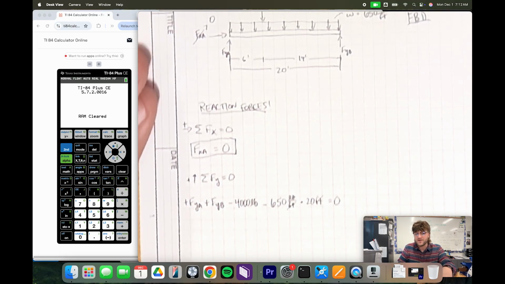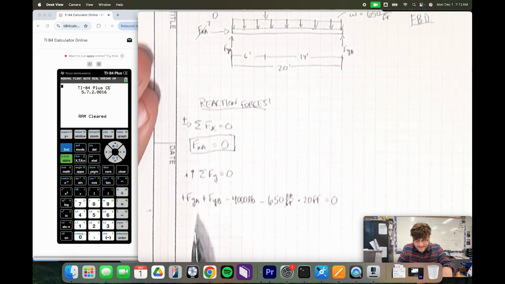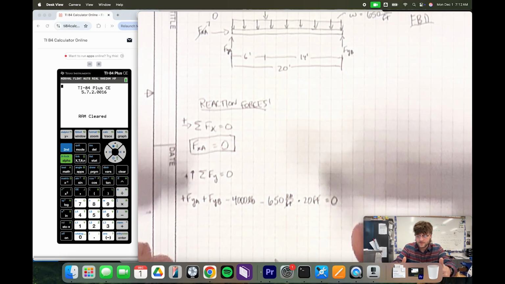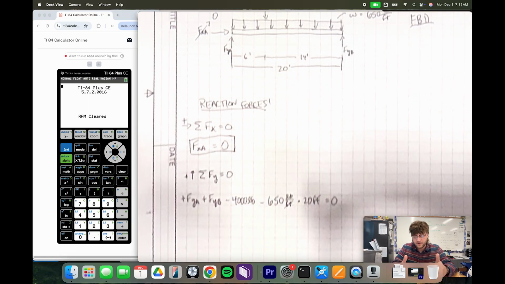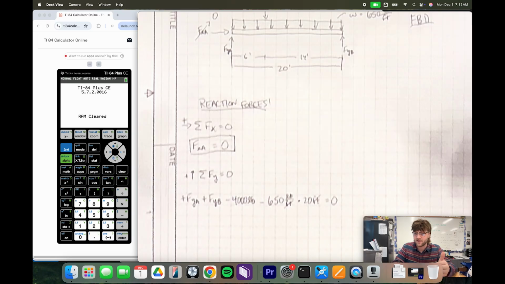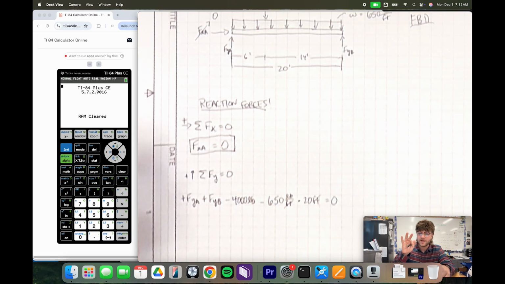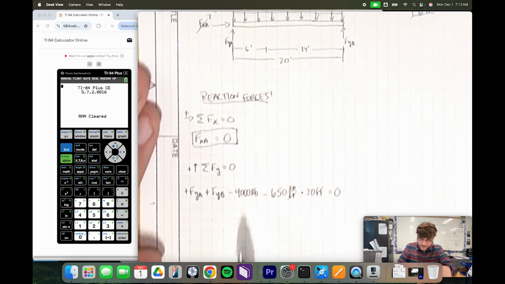Now what we notice here is that we have two unknowns and only one equation. And what I'm going to tell you right now is if you have two unknowns and only one equation, you're not going to be able to solve for both of those unknowns. And so after we solve for this, we're going to need a third equation to actually use. But let's go ahead and simplify this.